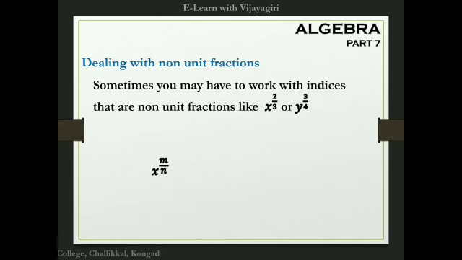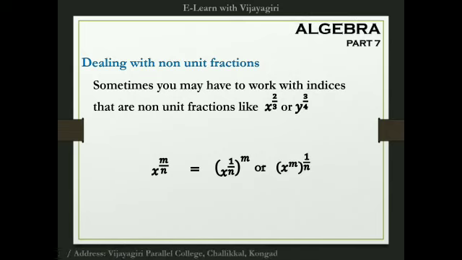So we can generalize this as x to the power m by n equal to x to the power 1 by n whole to the power m. The fraction numerator by denominator we are writing as 1 by denominator into numerator. This one we can also write in the way x to the power m whole to the power 1 by n. So x to the power m by n we can write as either x to the power 1 by n whole to the power m or x to the power m whole to the power 1 by n.